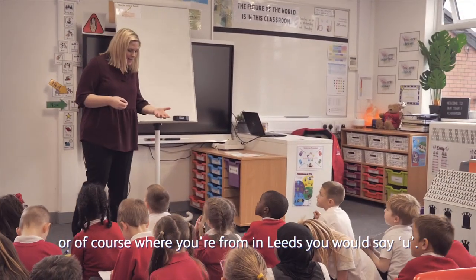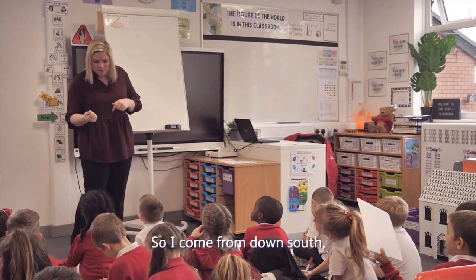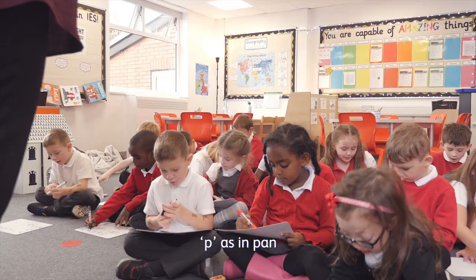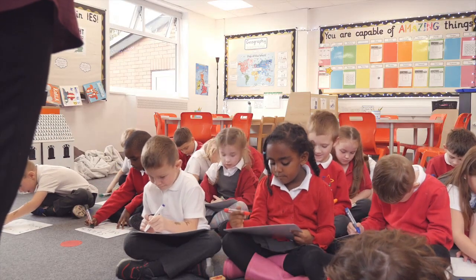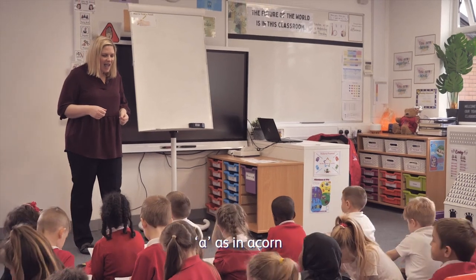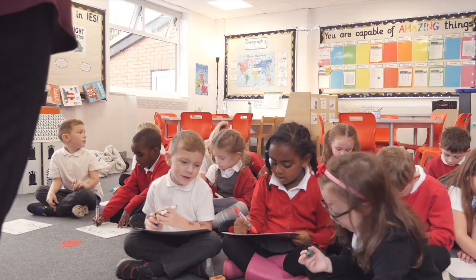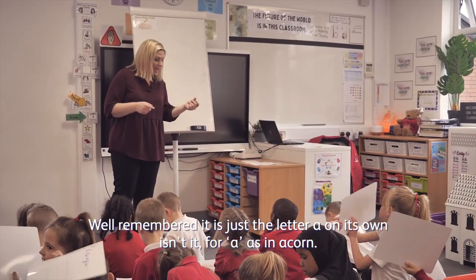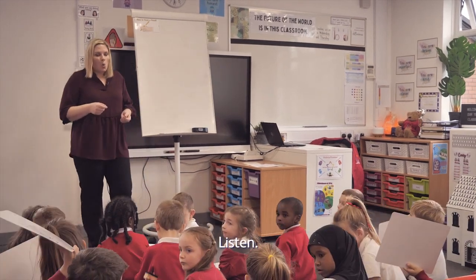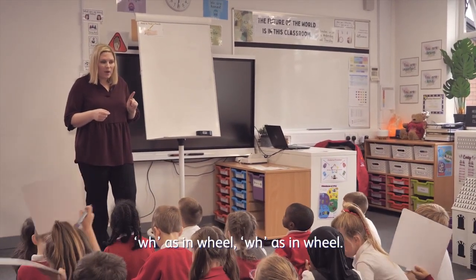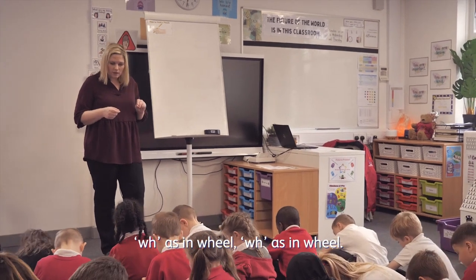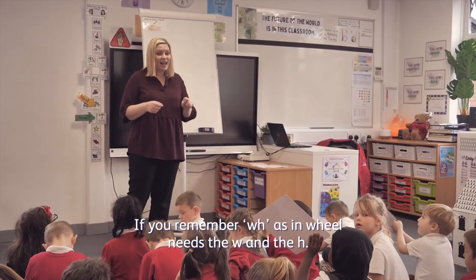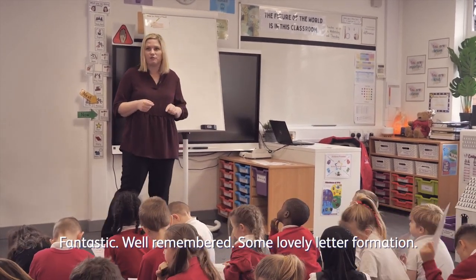Or of course, where you're from in Leeds, you would say it one way. I come from down south, I say it another way. Absolutely both correct. Well done. P as in pan. A as in acorn. Well remembered, it is just the letter A on its own, isn't it, for A as in acorn. Listen. W as in wheel. And if you remember, W as in wheel needs the W and the H. Fantastic, well remembered, and some lovely letter formation.